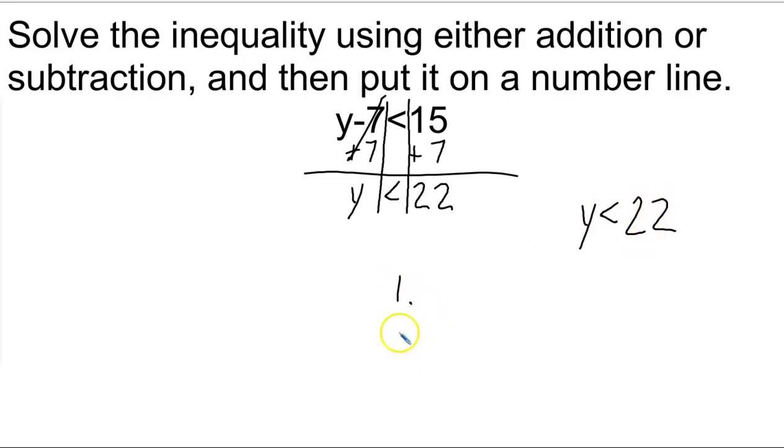Step 1, step 2, step 3. Open or close dot. There is no line, so it will be an open dot on number 22. And the variable is on the left, and the sign is pointing left, so my arrow will go to the left. Bada bing, bada boom, you're done.